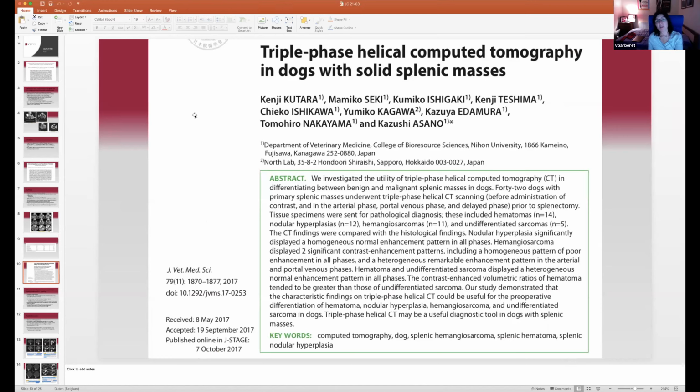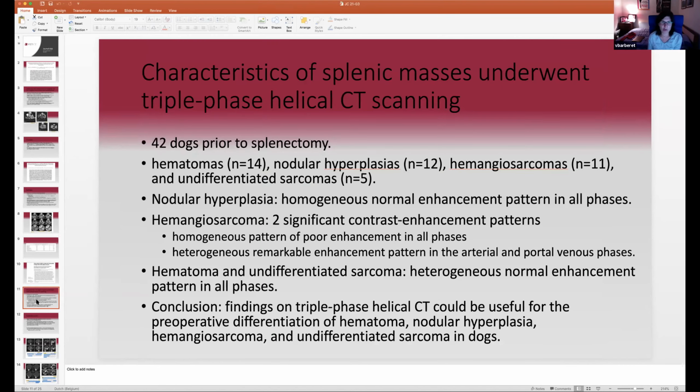And then there was a third one, and this one is with triple phase CT of solid splenic masses. So one year later, after the other one, they tried to do a quite complicated measurement and measured volumes, etc. But I'm not going to go into all that. For that one, they had 42 dogs with a splenic mass that had splenectomy. And again, a good proportion of hematoma, nodular hyperplasia, and hemangiosarcoma mostly, and a few undifferentiated sarcomas.